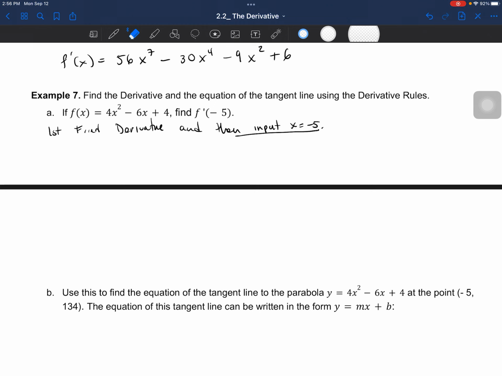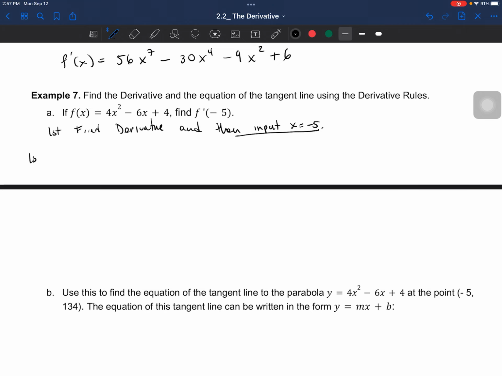All right, so the first one is asking us to find f prime of -5, given that the function is 4x squared minus 6x plus 4. Now we gotta be careful here, please. It's a very important problem because I want to go over how to interpret this part. What this is saying is, first you're gonna take the derivative of the function, and then once you find the derivative, you're gonna evaluate it at x equals -5. So first find the derivative, and then you input x equals -5.